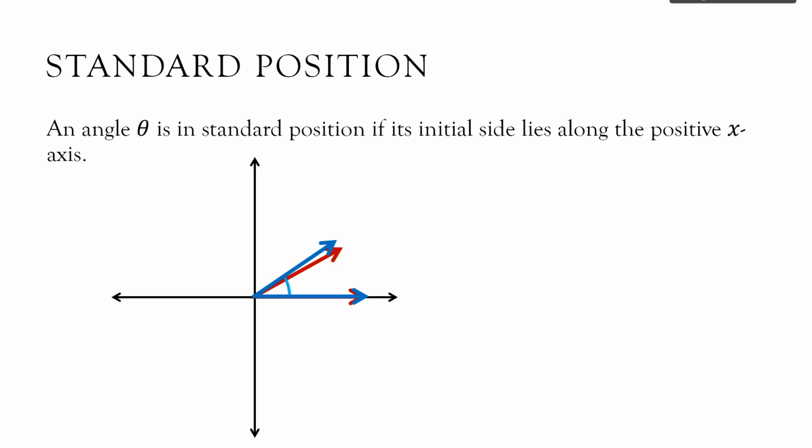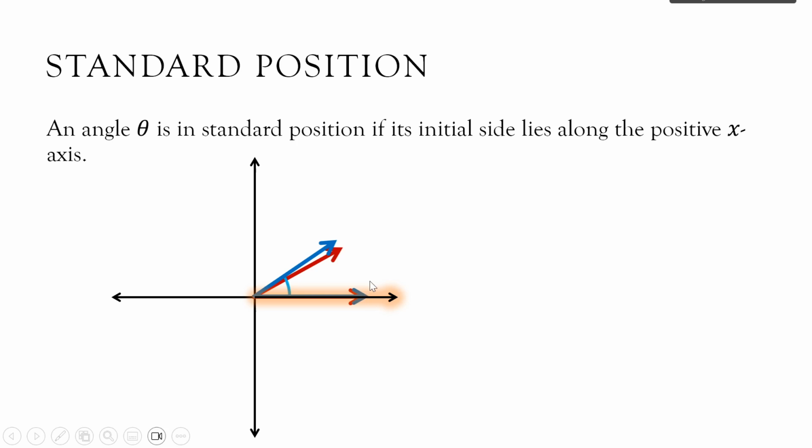If I want to be a little bit formal here, an angle theta is in standard position if its initial side, so its starting line, lies along the positive x-axis. And just as a reminder, the x-axis, that's this positive line right here. So that's saying I always start all of my angles along this line. This is what we call standard position, and we're going to be using it for pretty much the entire term. Again, this gives us a nice way to compare two different angles.